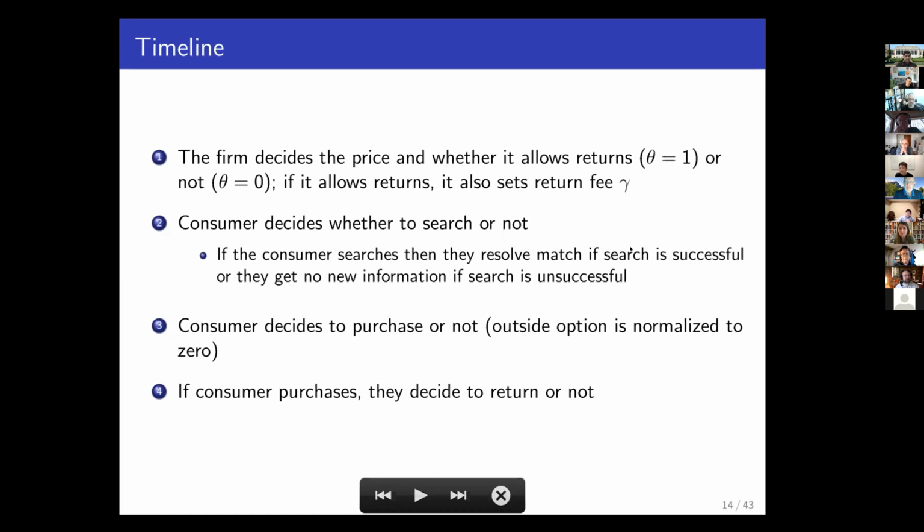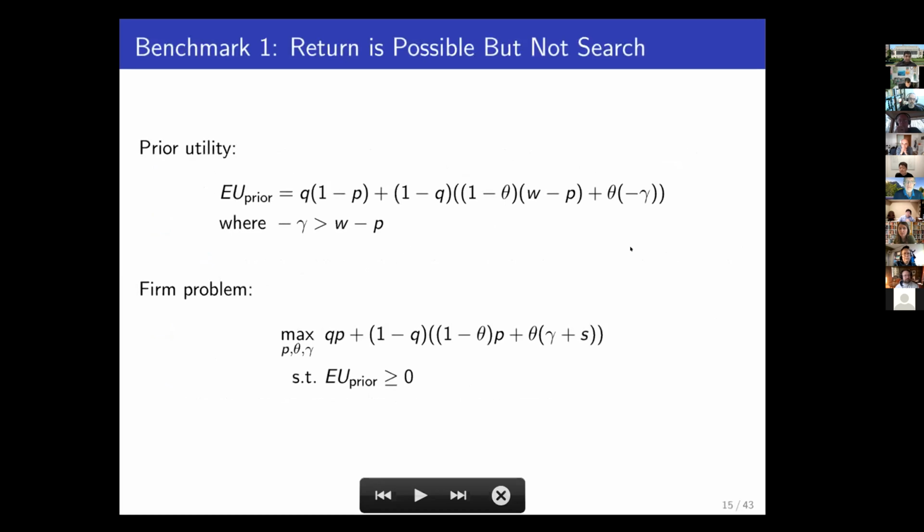Okay, thank you. So for benchmark one, we set the benchmark that return is possible, but search is not possible. So there is a prior utility: with probability Q, I get the match, and with probability 1 minus Q, I don't get a match. Then if theta is 1 and there is a return policy, I pay minus gamma.